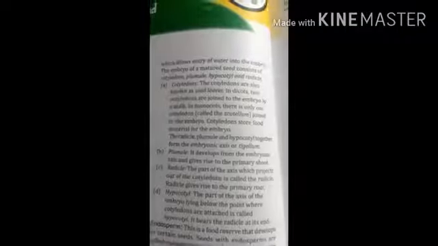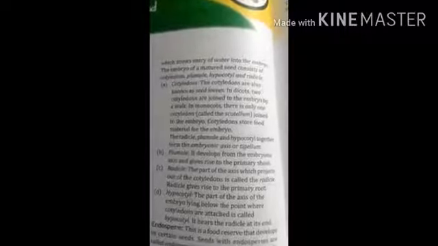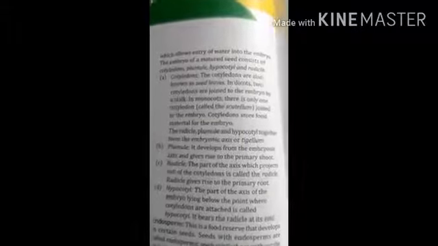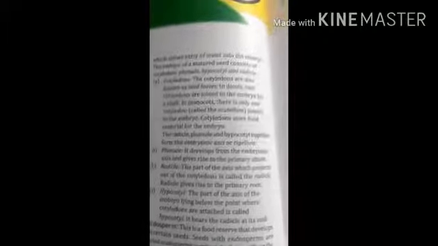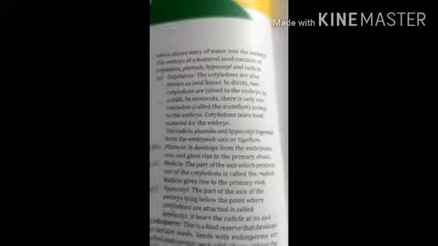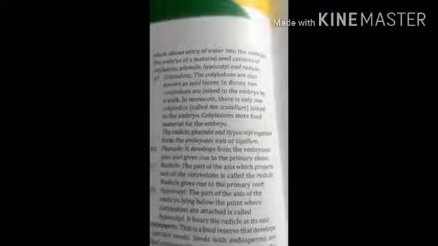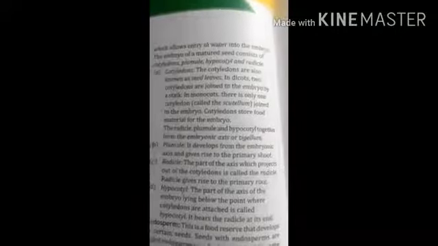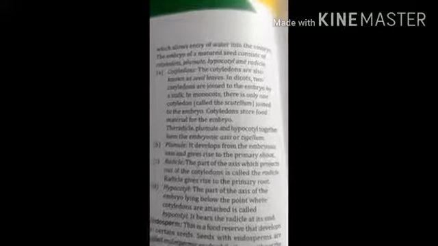Now come to cotyledon. Cotyledons are the seed leaves. In dicots, the cotyledons are joined to the embryo by a stalk. In monocot, there is only one cotyledon, called scutellum, joined to the embryo. Cotyledons store food material for the embryo. The radicle, plumule and hypocotyl together form the embryonic axis or tigellum.